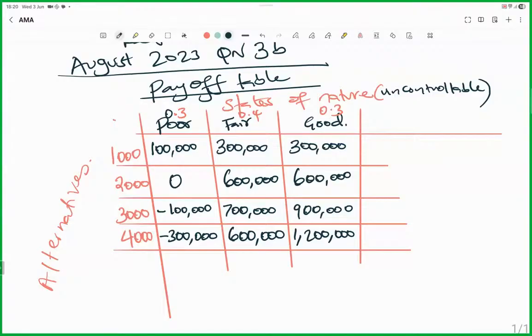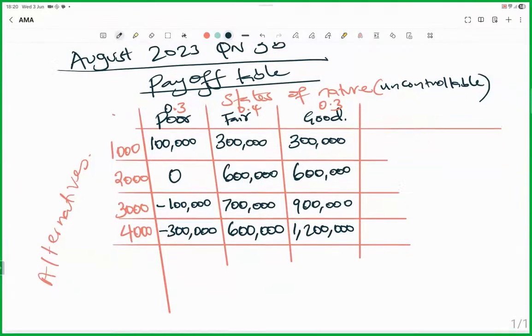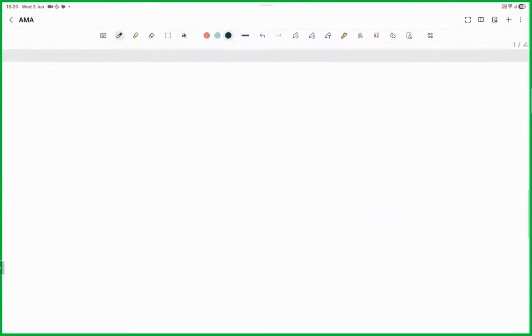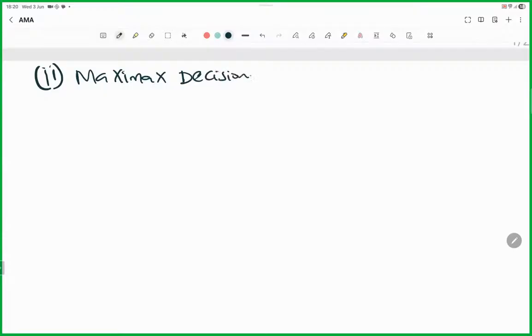So I want to skip number 1 and answer number 2 first. So we start with number 2, where they want us to give them the EMV, the maximax decision.